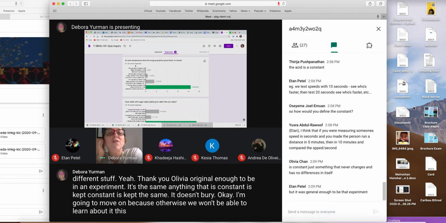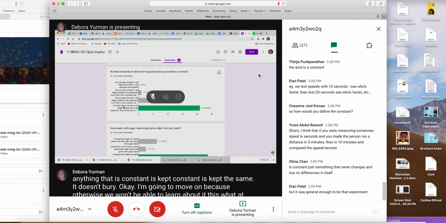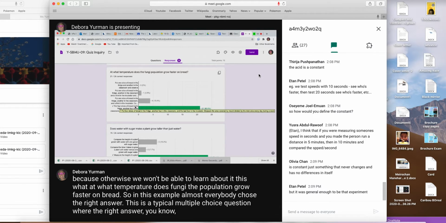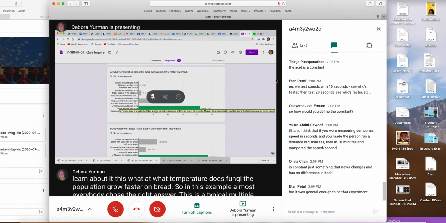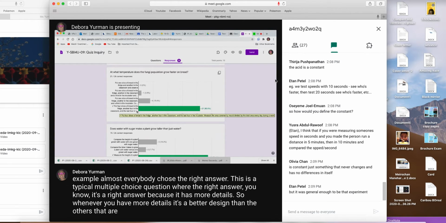At what temperature does the fungi population grow faster on bread? So in this example, almost everybody chose the right answer. This is a typical multiple choice question where the right answer is the right answer because it has more details. Whenever you have more details, it's a better design than the others that are more simplistic. So this is pretty straightforward.